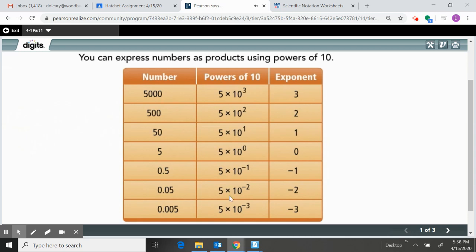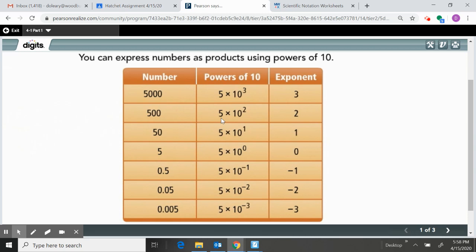Okay, so you see a couple different things here. You see positive exponents and you see negative exponents. There's also a 0 exponent in here. But let's look at those positive exponents first. And we're going to work our way up. So 50 is equal to 5 times 10 to the first. And they tell you that the exponent is 1. Notice that the exponent is 1, there's 1 zero. So 5 times 10 to the first power is equal to 50.